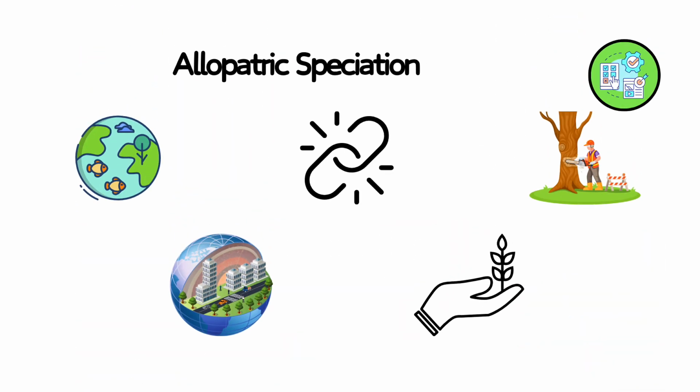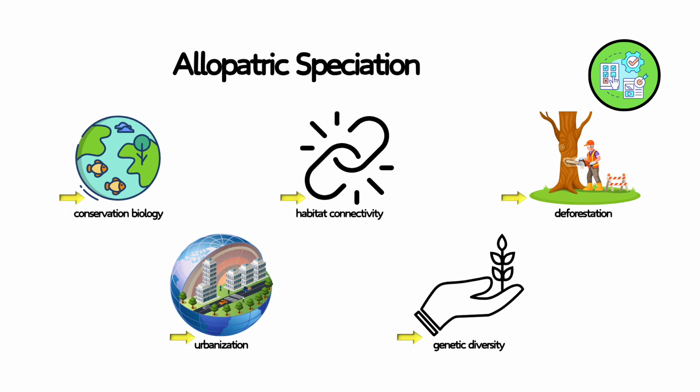Allopatric speciation is significant because it highlights how geographical barriers can lead to biodiversity. It is a critical concept in conservation biology, as it explains the importance of habitat connectivity and the impact of human activities like deforestation and urbanization, which can fragment habitats and force this kind of speciation. Understanding this process helps scientists predict and manage the impacts of environmental changes on species diversity and guide strategies to preserve the genetic diversity critical for species adaptability to changing environments.